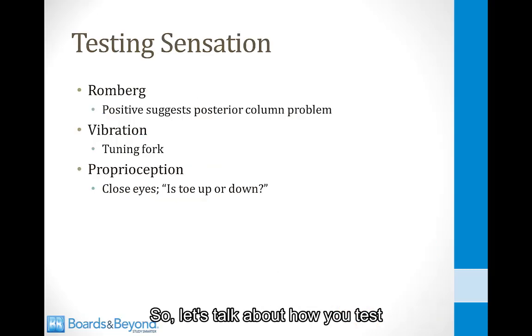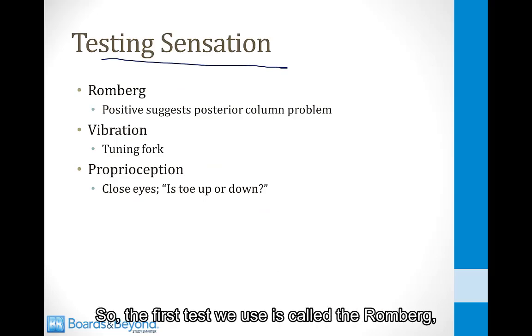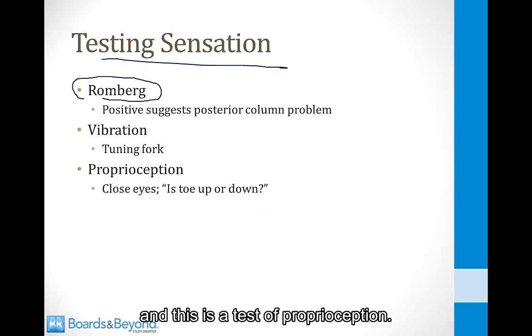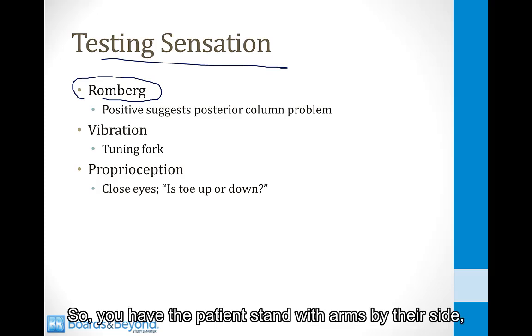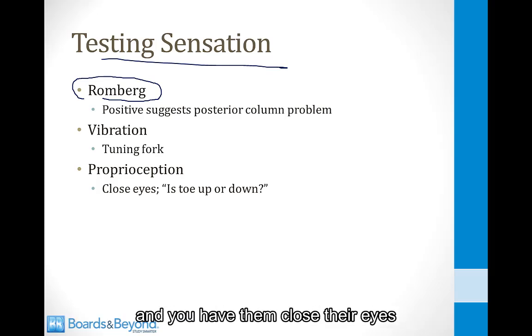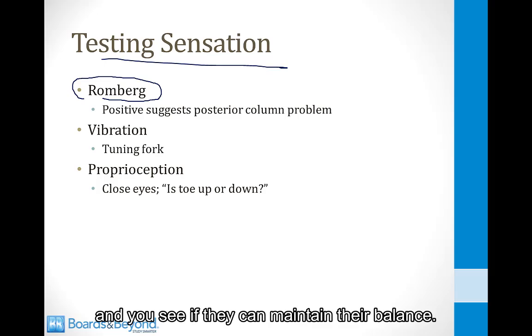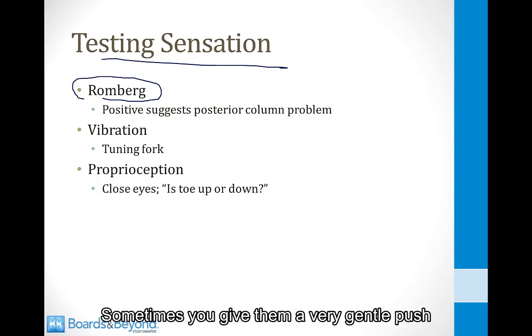So let's talk about how you test the different senses of the body. The first test we use is called the Romberg, and this is a test of proprioception. You have the patient stand with arms by their side and you have them close their eyes and you see if they can maintain their balance. Sometimes you give them a very gentle push and see if they can maintain their balance.